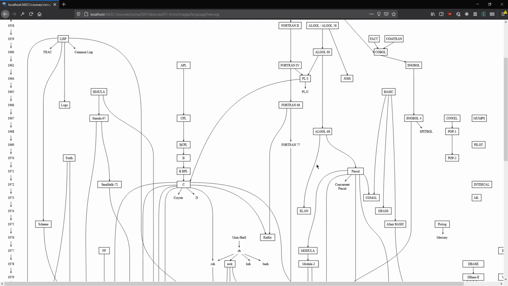So the study of novel paradigms will inform a broad understanding of this language spectrum as a whole. So that's it for this video. In the next video, we'll talk about the fact that there's so many languages now that we can actually study different categories of languages, known as programming paradigms.